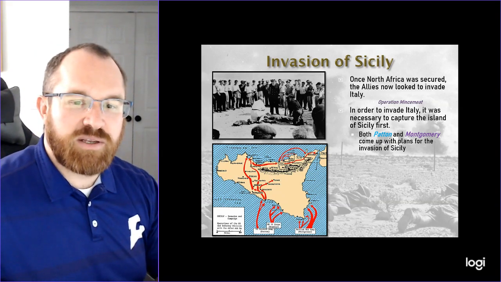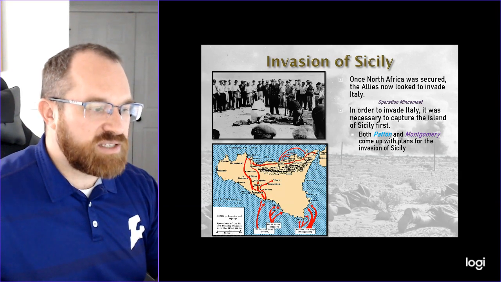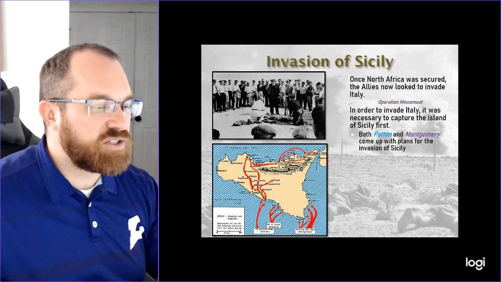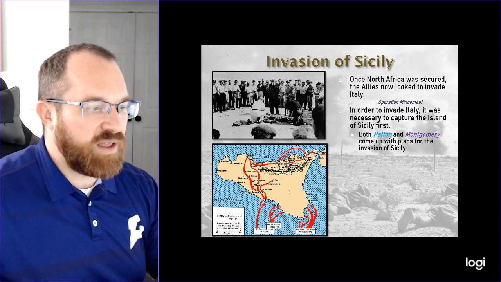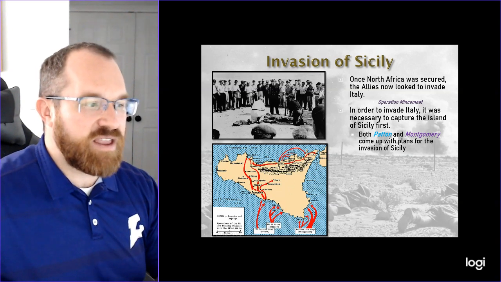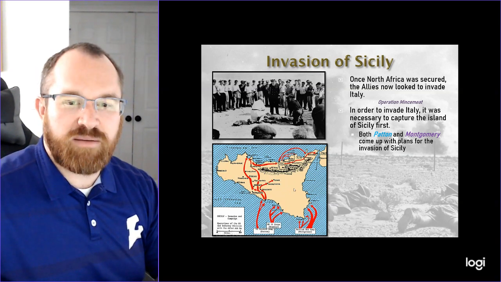Montgomery's idea was a little bit different. Yes, Montgomery says, I'm going to land at Pozzallo and Syracuse, but Patton should land at essentially anywhere between Gela down to Pozzallo here, and then watch my flank. Make sure I can get to Messina, and he can just guard my left flank there.